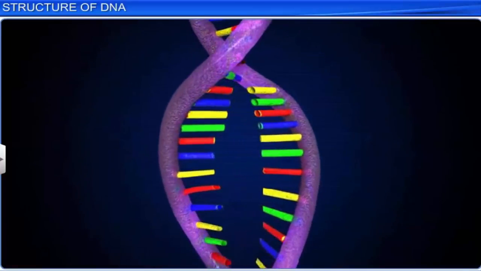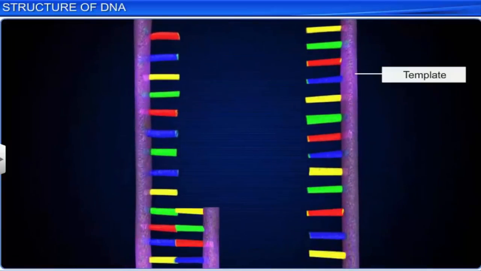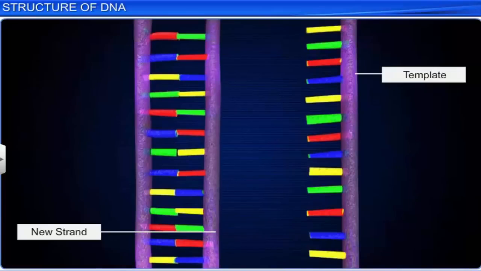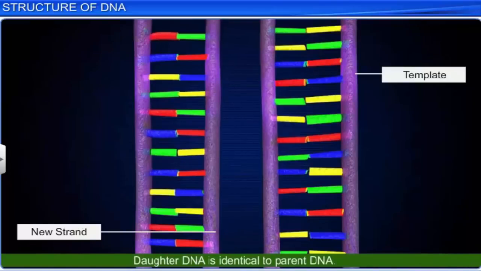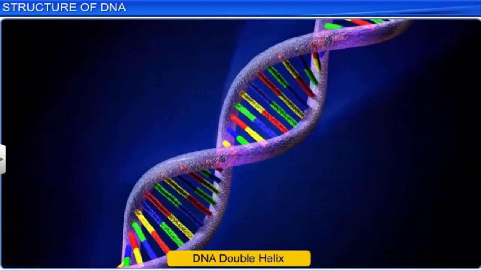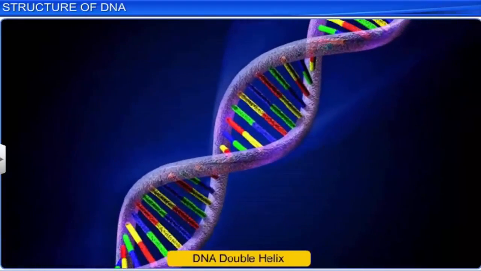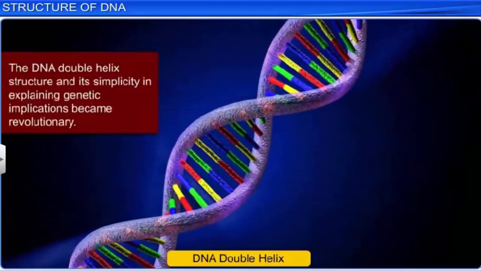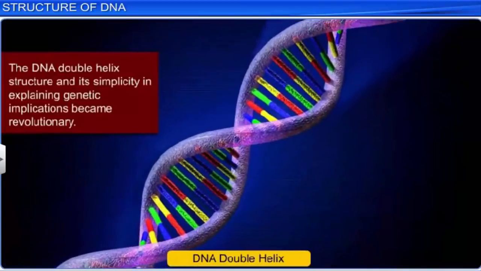Moreover, when two strands of a parental DNA separate, each serves as a template for synthesis of a new daughter strand because of complementary base pairing, and the two double-stranded daughter DNA generated are identical to the parent DNA molecule. Thus, these discoveries provided a clearer picture of the genetic implications of the DNA structure, and soon the DNA double helix structure and its simplicity in explaining genetic implications became revolutionary.